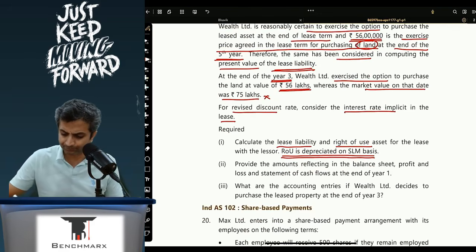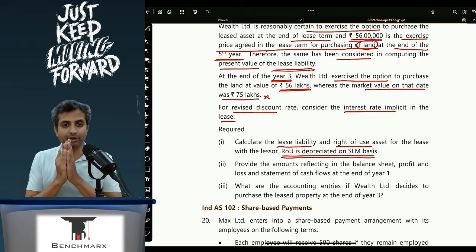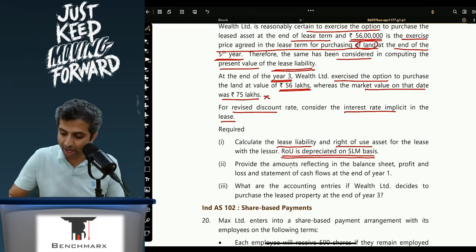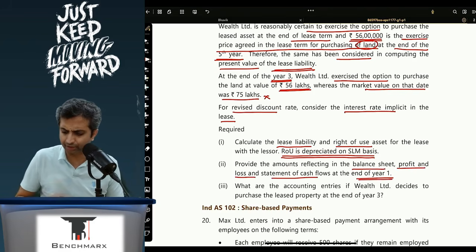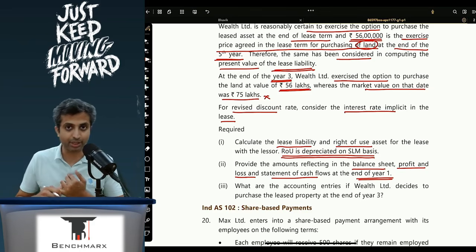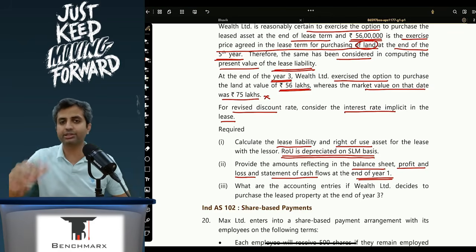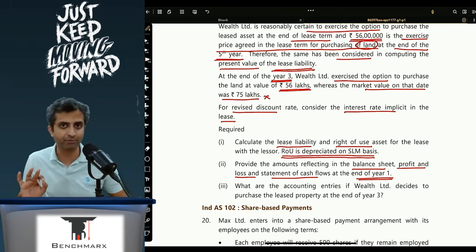So over here, we will depreciate over 5 years, considering this sentence given as well as whatever MyBAP Institute has done. Provide the amounts reflecting in the balance sheet, profit and loss, and cash flow statement at the end of year 1. In the balance sheet, you will see the ROU asset and the lease liability. In the profit and loss, you'll probably see the interest expense as well as depreciation. And in the cash flow statement, you will see the lease payment. Because this is a payment on lease liability, this will be cash flow from financing.